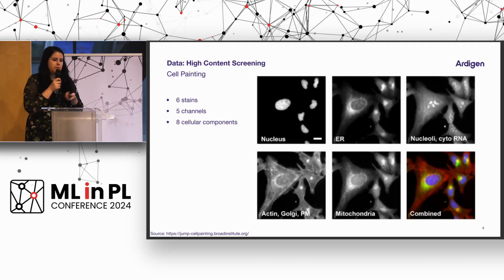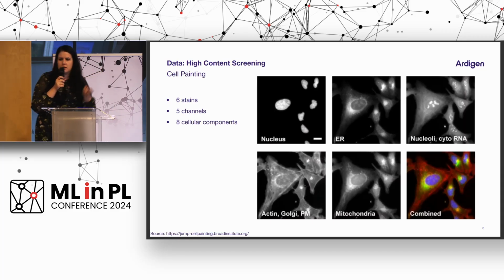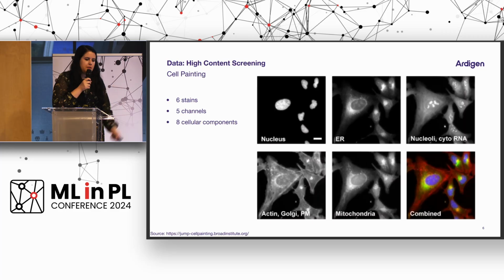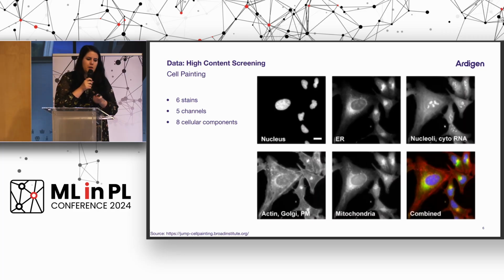The image that is a result has 5 different channels, so we cannot treat those images as RGB images like with natural image problems. This cell painting shows 8 different parts of the cell. So we are painting virtually the entire cell, and we can see each part of it.